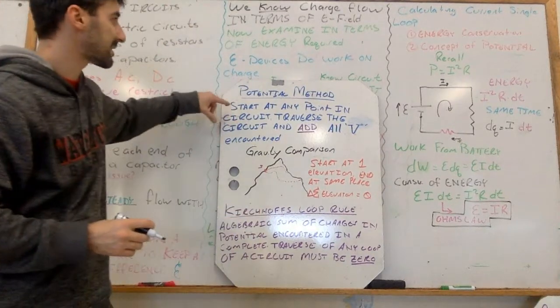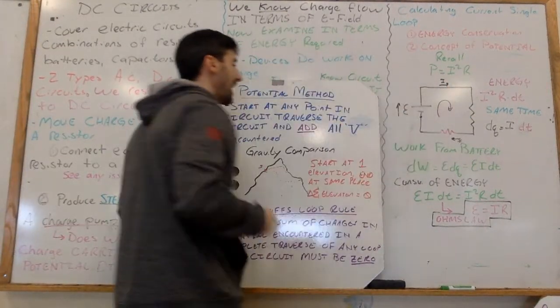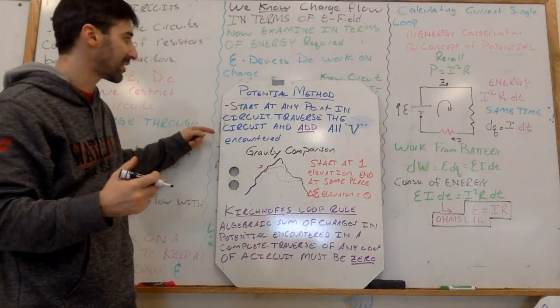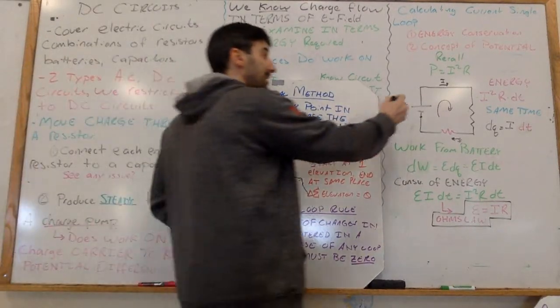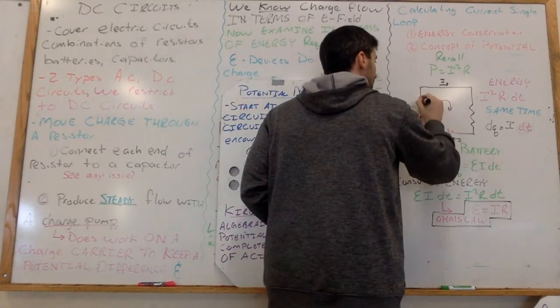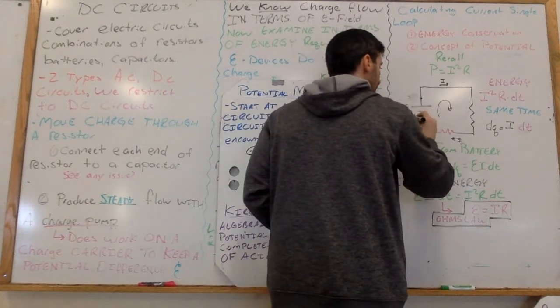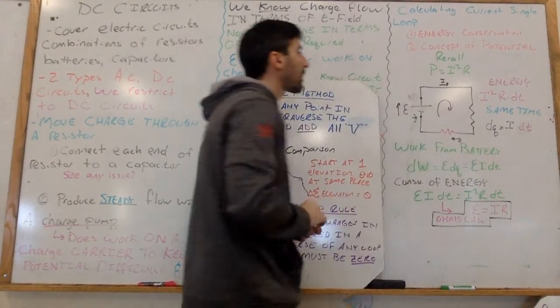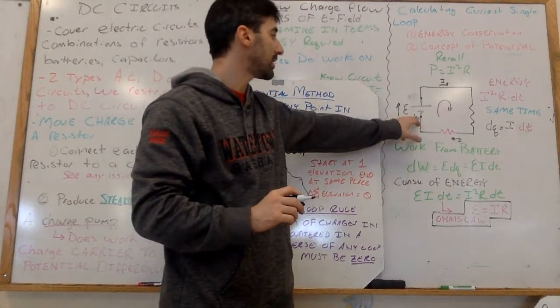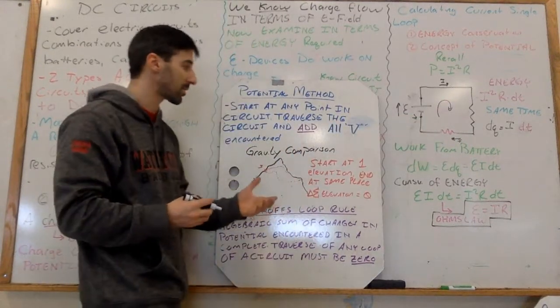What this says is, if I start at any point in the circuit and traverse around that total circuit, adding all of the potentials that I encounter, when I end, I would prefer to start and end here, my change in potential has to be zero. In other words, I'm going to get back to the same place I started.